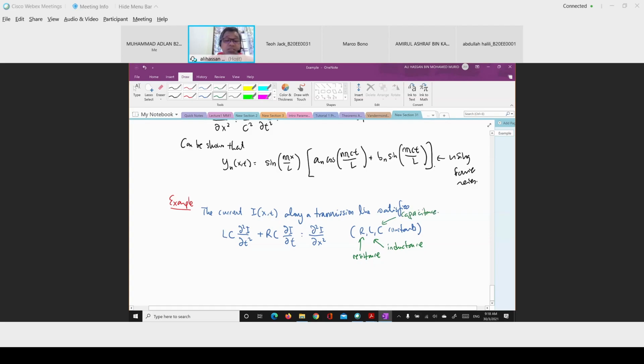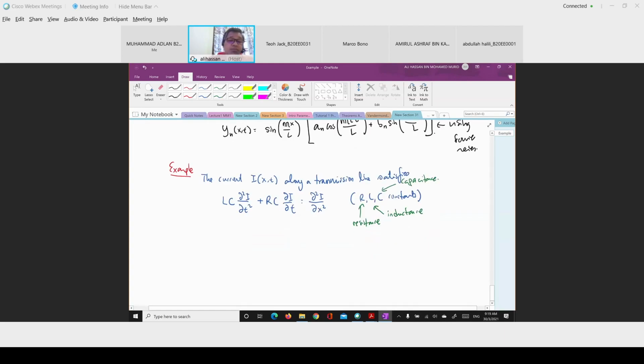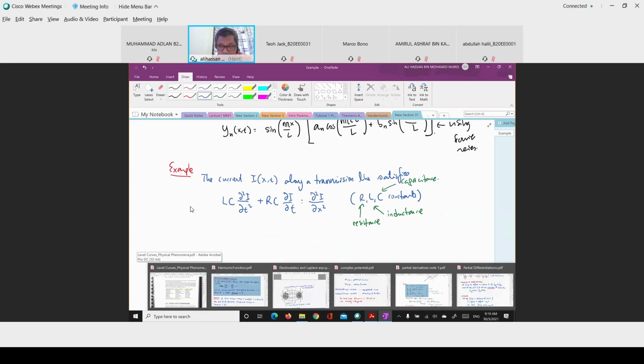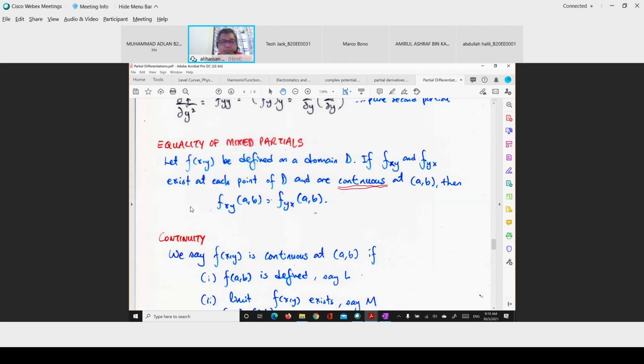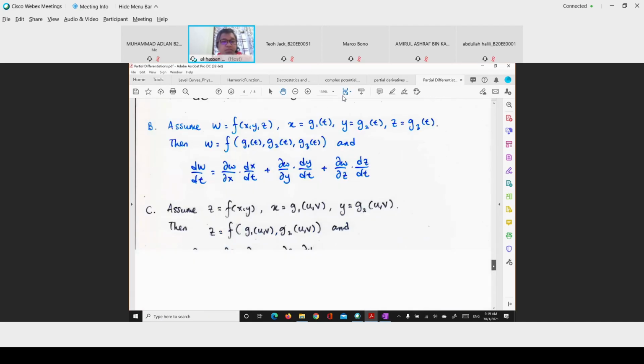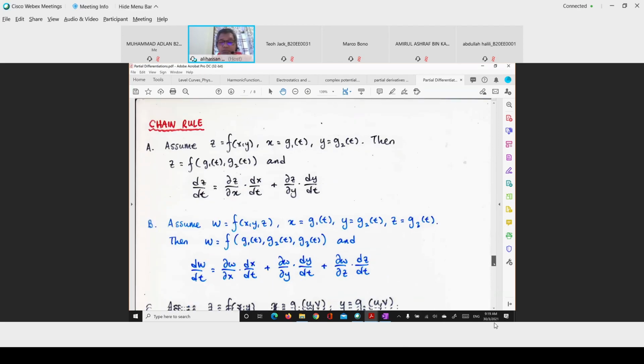So partial derivatives are very important in many problems of science and engineering. Okay, let's continue with our lecture. Next, I want to discuss what is called the chain rule, the chain rule for partial derivatives. There are several chain rules for partial derivatives here.